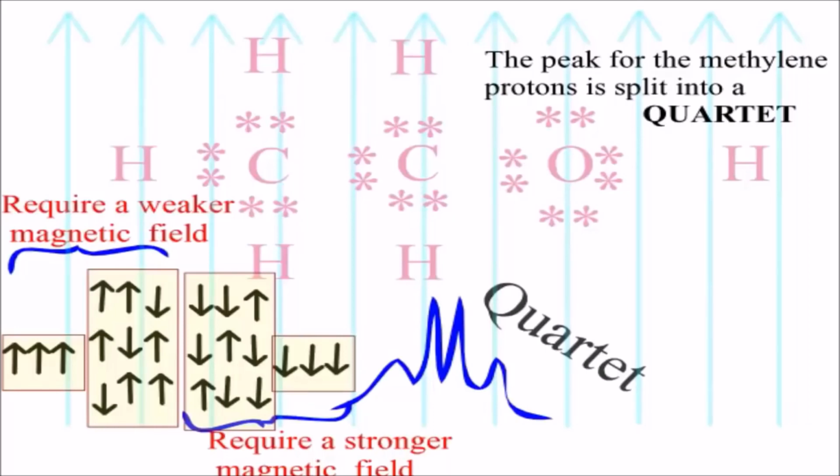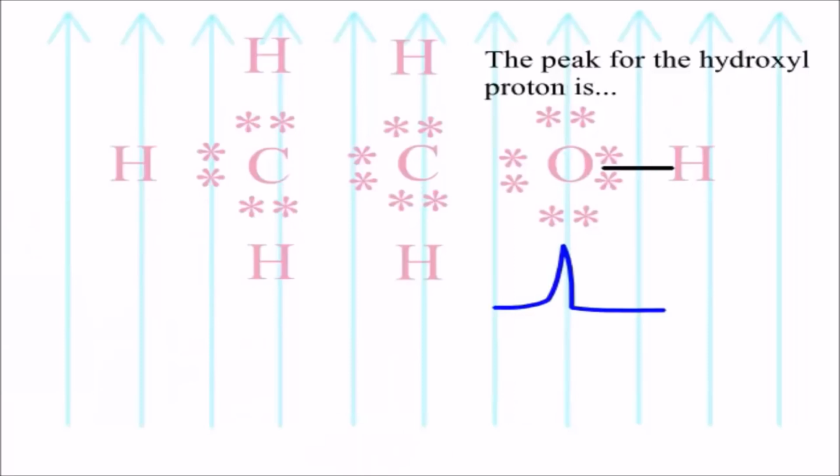The ratio you see is 1 to 3 to 3 to 1, and that's reflected in the areas under the sub-peaks of what's called a quartet. Moving on then to the last proton, the proton attached directly to oxygen in the hydroxyl group. This peak is not split in high resolution NMR spectroscopy. It appears as a singlet, so-called singlet.